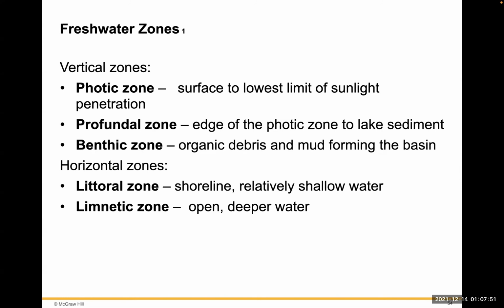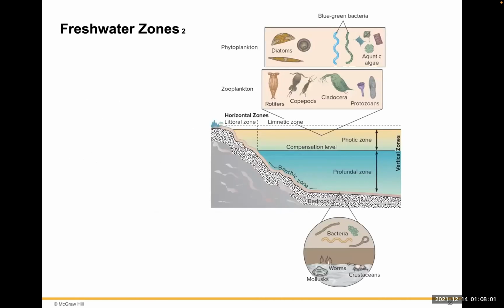Horizontal zones go across now. Those are the littoral zone, which is your shoreline, which is shallow water, and the limnetic zone, which is your open or deep water. So that's how it's divided up. Okay, you can see here there are different life forms that inhabit the different zones. You can see the horizontal zones, your littoral zone and your limnetic zone, and then your vertical zones, your photic zone, your profundal zone, and your benthic zone, where light penetrates.